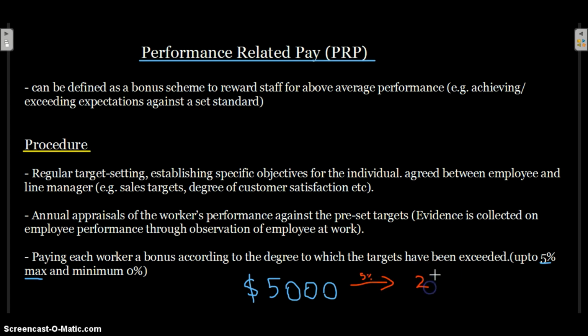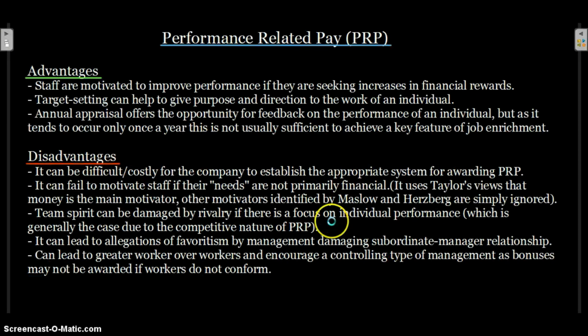That will be $250. So $250 you are being paid as a bonus for your overachieved performance. So that's like a huge payment. If you get it once a year as well, that's something good, and good enough to motivate employees at times. So let's look at the advantages and disadvantages.